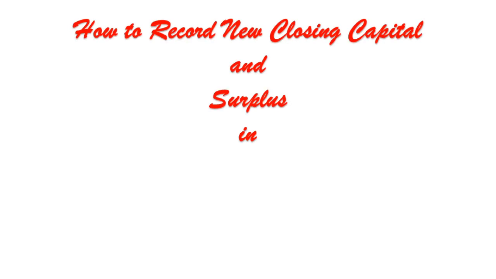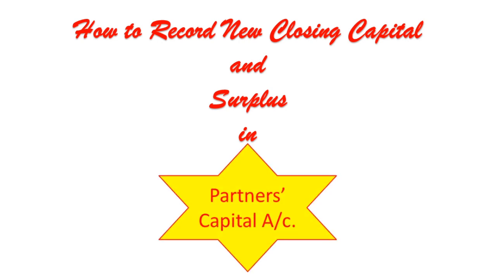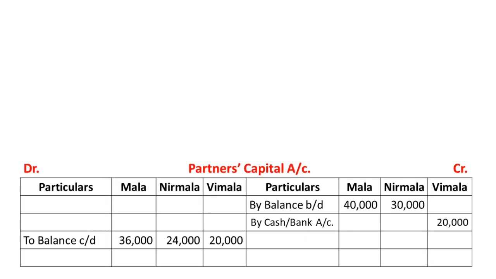The next question is how to record new closing capital and surplus in partners' capital account. So let us see that this is the present situation or present status of partners' capital. On the credit side, opening balance of old partners Mala and Nirmala. Also, the new capital brought by the new partner Vimala is given.